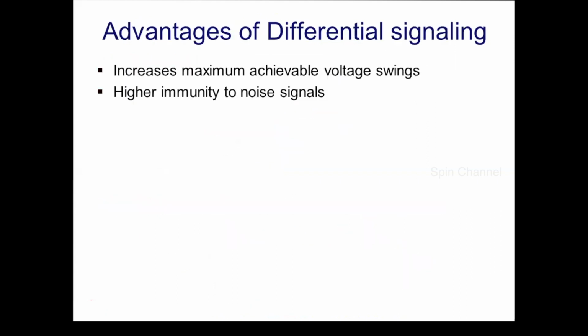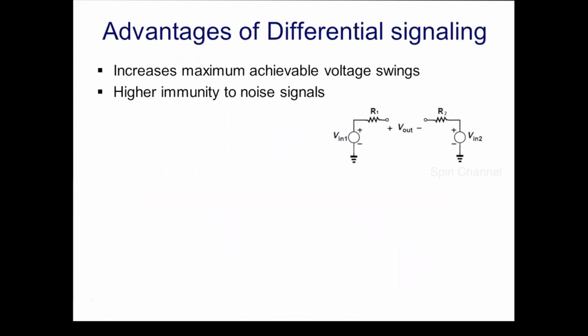The advantage of differential signaling is that it increases the maximum voltage swing. That is what we have seen in the previous slide. And it has higher immunity towards noise signals. How are differential circuits immune towards noise signals? Yes, let us see that now.